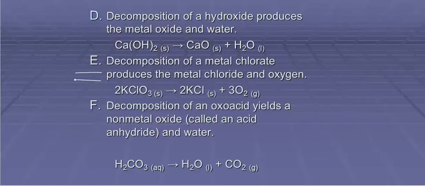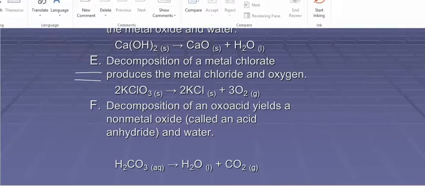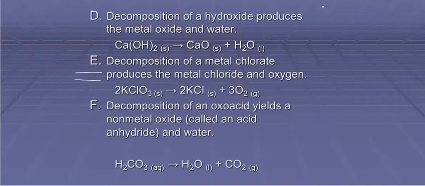And then letter F, decomposition of an oxyacid yields the nonmetal oxide and water. And again, with letter F, just like on the combination reaction, carbon would be a +4 on this side, so it's got to be a +4 on the product side as well. So make sure the oxidation states do not change with these oxyacid reactions. So if you know the decomposition reactions, you will know the combination reactions because they are exactly opposite.